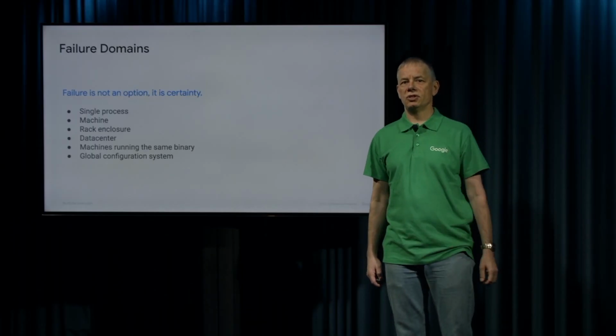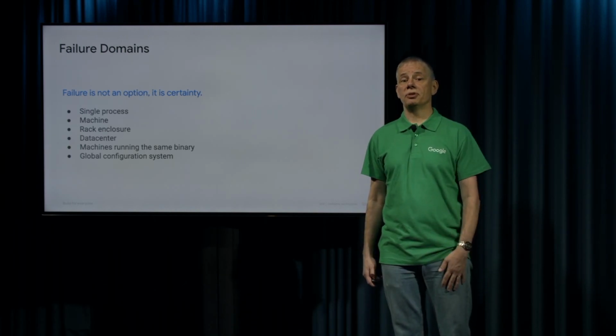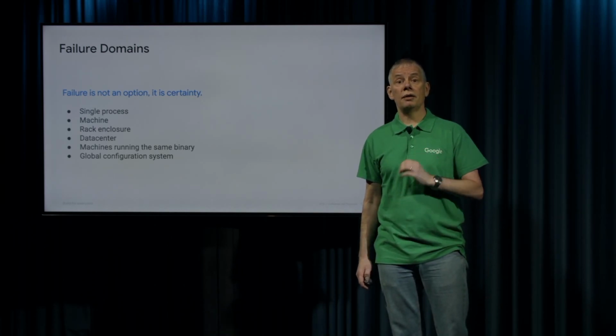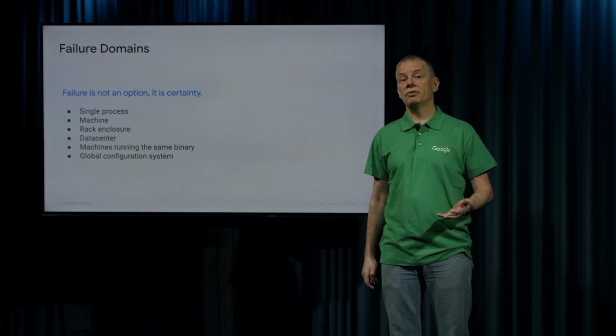If you have machines that are running the same binary, then you can have the problem that if the binary contains a critical bug, all of these machines can no longer run this binary and the binary starts crashing everywhere. The worst case of failure is when you have a global configuration system. Just one little change in your configuration file and all your binaries could stop running if you have not protected against this. This is a very serious thing that you should pay a lot of attention to. Try to avoid global config systems that update all your binaries running at the same time.